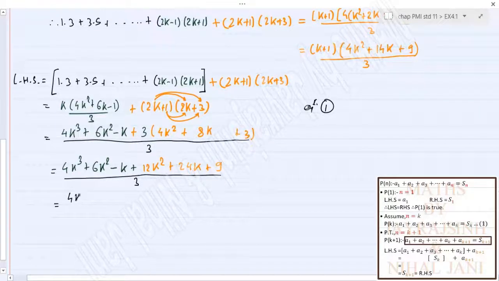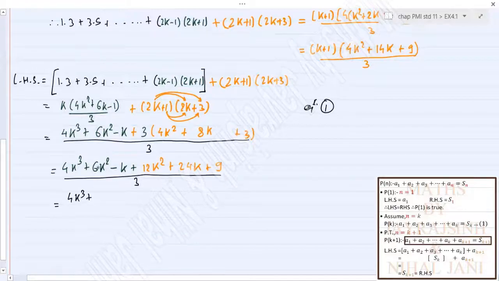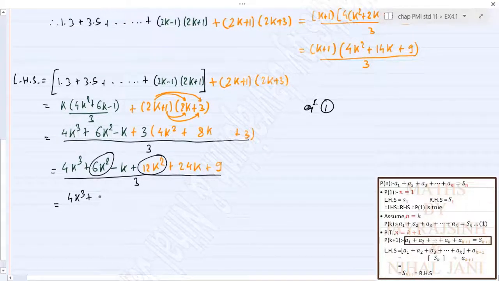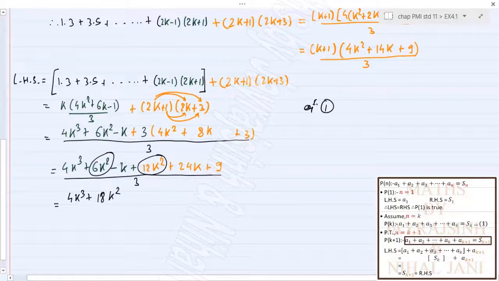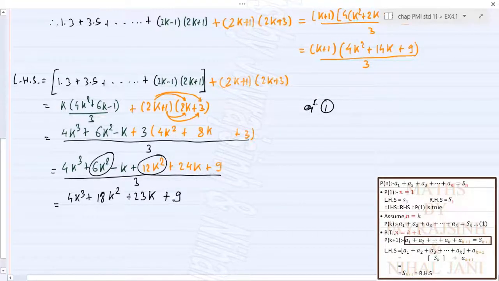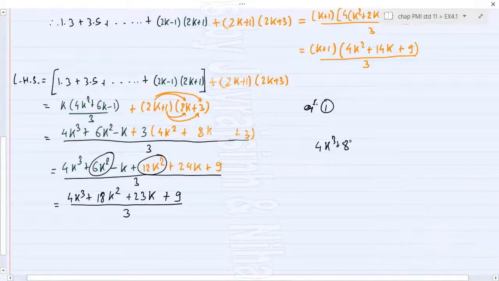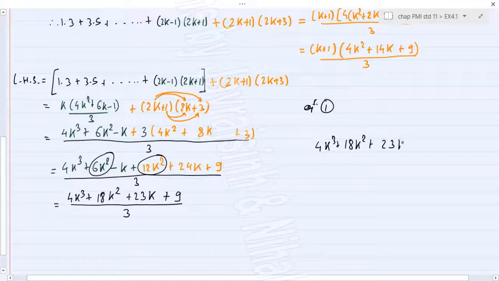In further simplification, we can say 4k cube is as it is. 6k square plus 12k square will be 18k square. 24k and minus k will be 23k, plus 9 will be as it is, whole divided by 3. I will show the factors on the side. 4k cube plus 18k square plus 23k plus 9.